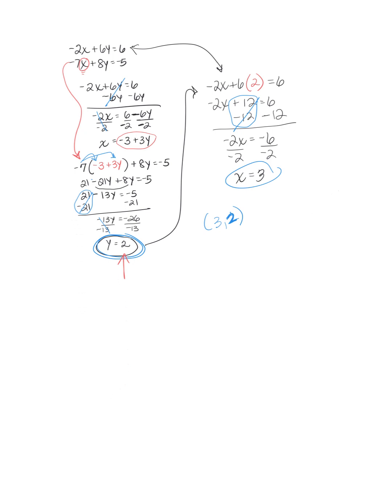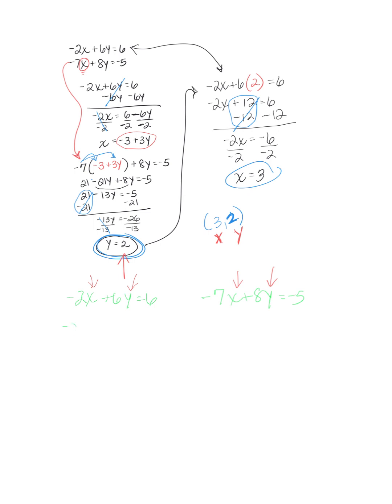So let's write our equations. We have -2x plus 6y is equal to 6 on the left. Our other equation was -7x plus 8y is equal to -5. Again, our coordinates are always in the order of x first and then y. So we're substituting for x and y each time, and let's see if it works.